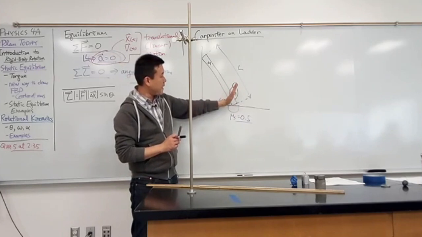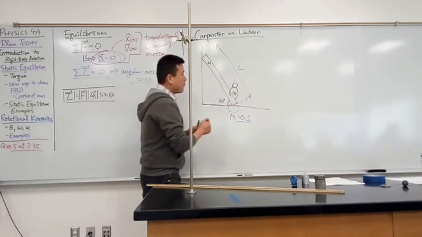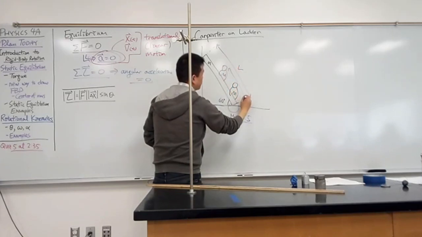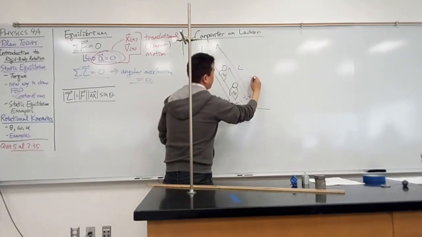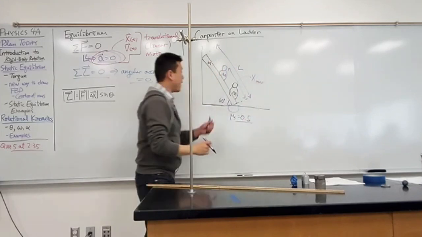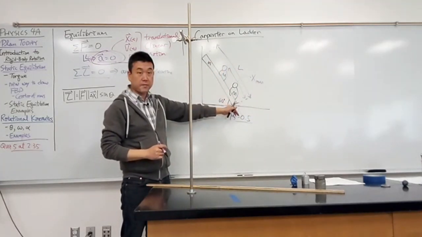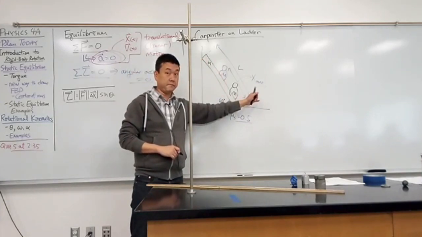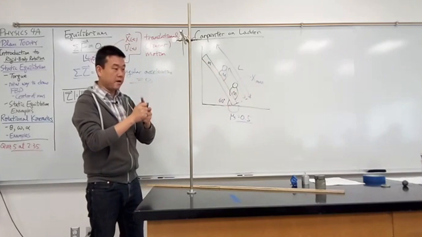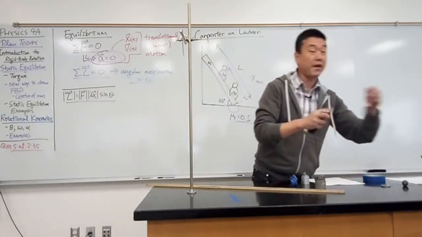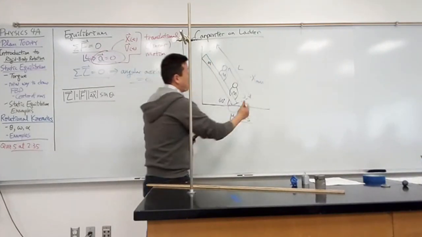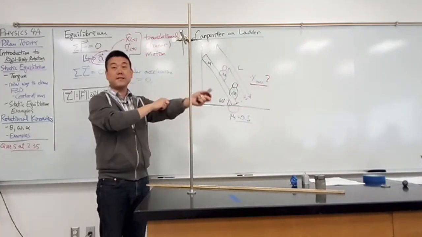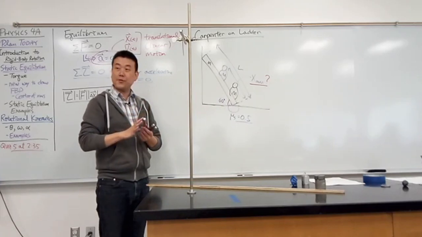But what you will find is that as the carpenter walks up, when the carpenter reaches a particular position, call that X maximum, the friction force is at its maximum, and if he steps one step farther, the whole thing will slide out from under him. So that's the question we are trying to analyze: what is the maximum position that the carpenter can step up to before he falls to his death? It's a safety question, right?